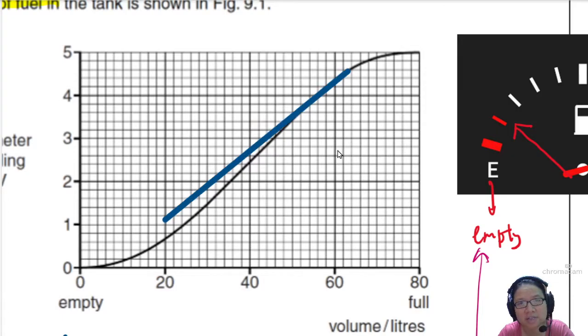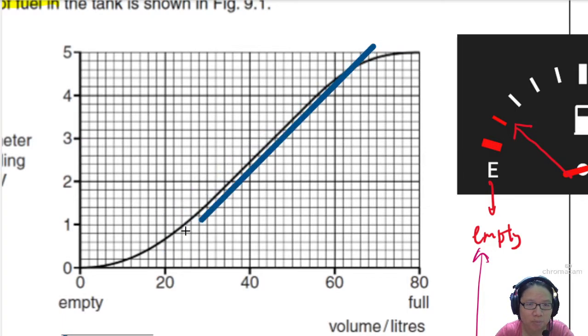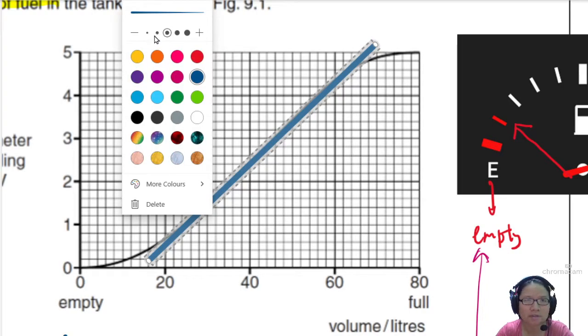Okay, I know my straight line is kind of thick. I will make it thinner later. But what I'm trying to do is align it to the graph. So you should put a ruler there on your own paper and try to see at which point this straight line no longer falls on the curve.